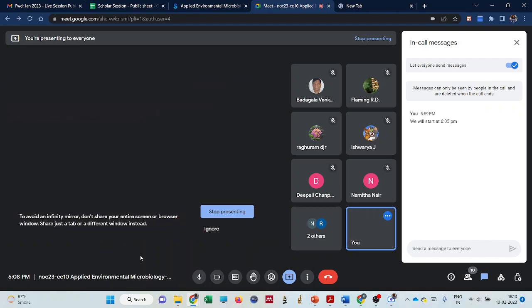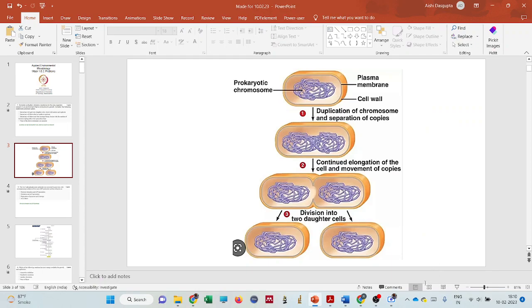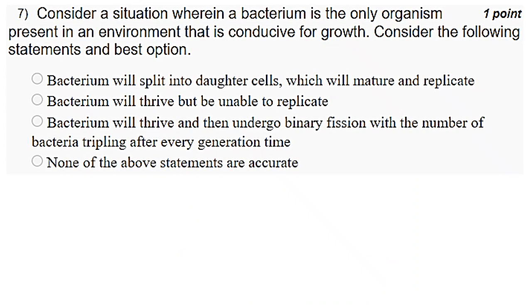After the DNA has duplicated, the cell will elongate and divide, and two daughter cells will be formed. This process is known as binary fission, and it's one of the simplest processes of cell division. According to the question, if the bacteria gets the necessary nutrition and resources, they will mature, replicate, split into daughter cells and follow the procedure again. So the correct answer is the bacteria will split into daughter cells which will mature and replicate.